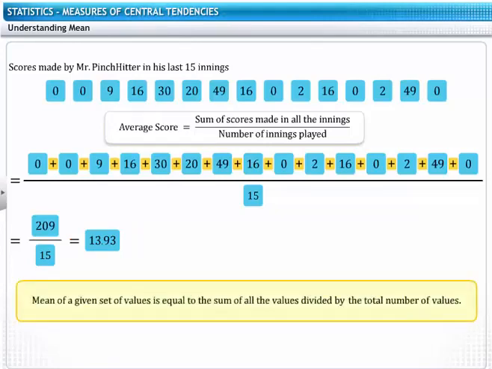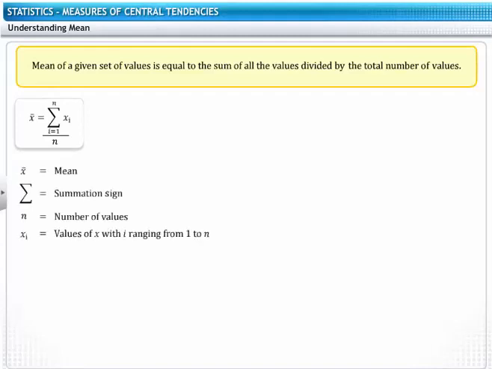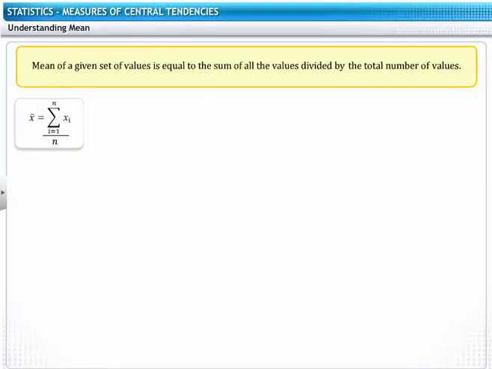The mean of a given set of values is equal to the sum of all the values divided by the total number of values. The mean of a given set of values is represented by the expression shown here. Here x with a bar over it represents the mean of n number of values. Xi with a summation sign denotes the sum of values of x from its first to nth value. Let us apply this equation to Mr. Pinch Hitter's case.